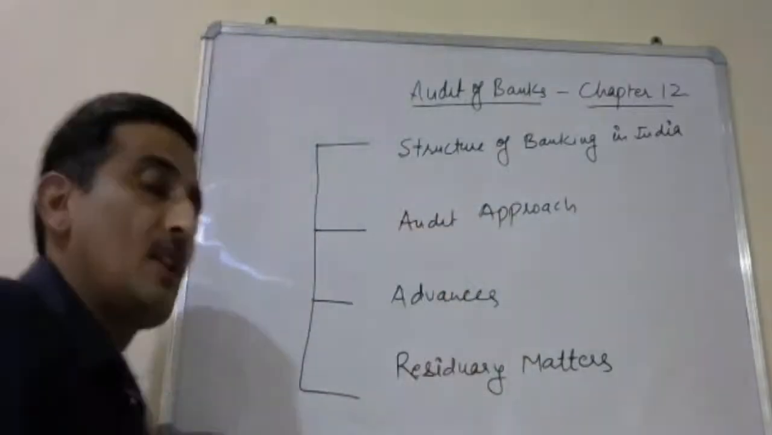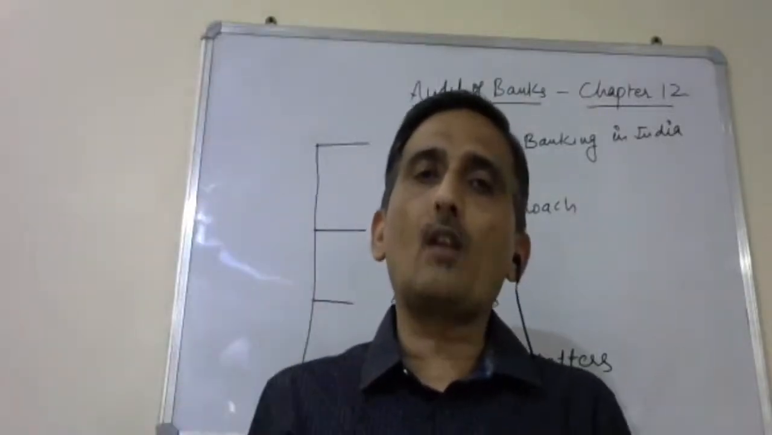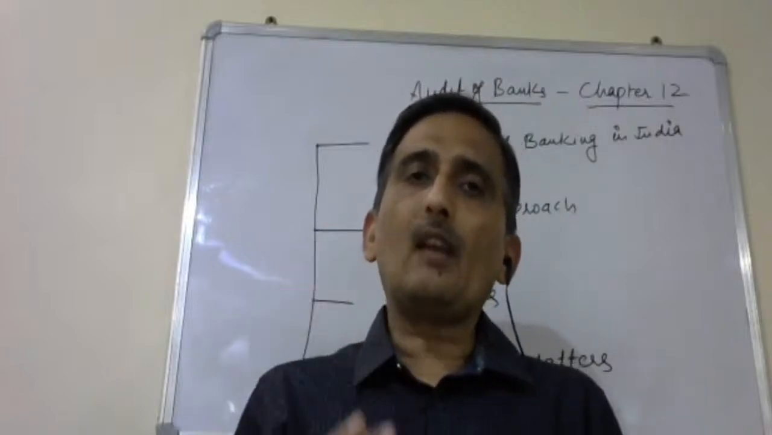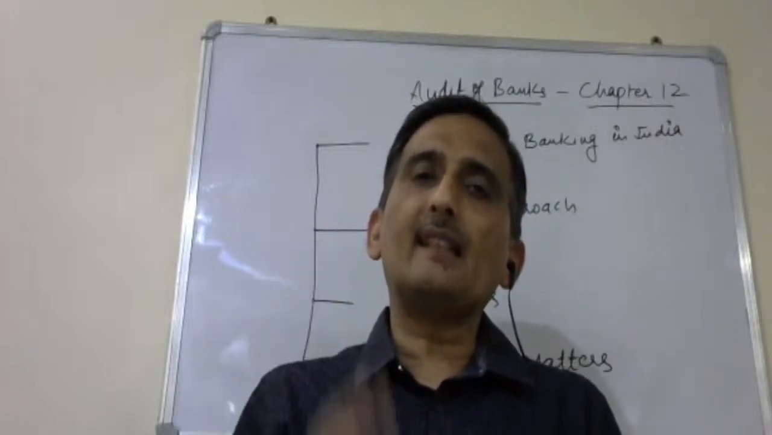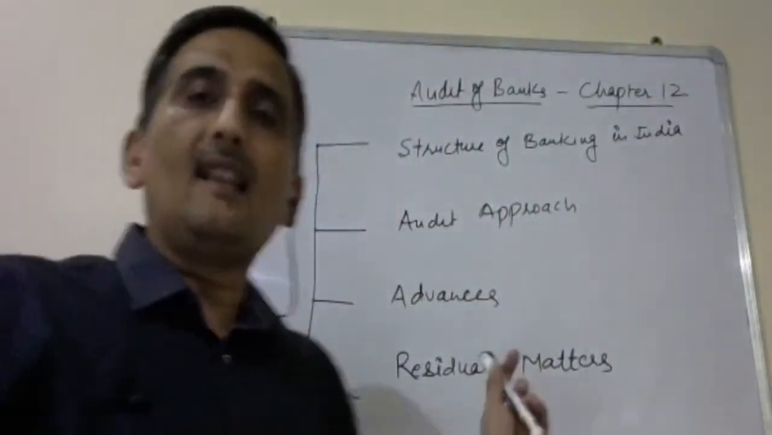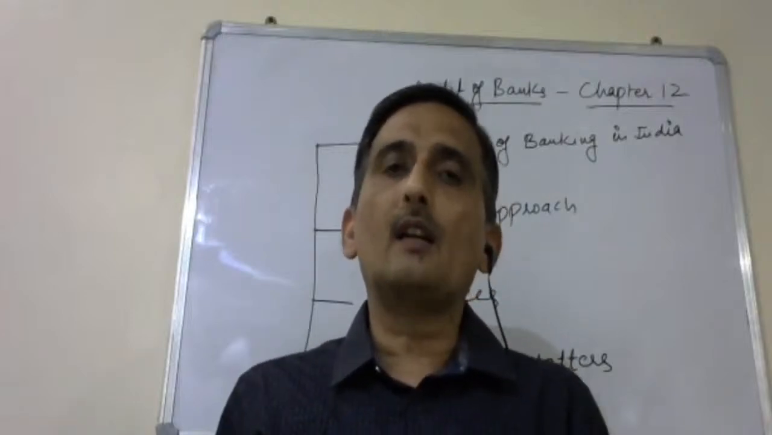Third portion is advances, which is the main core area of the balance sheet of a bank. So it requires greater emphasis, greater strength. And there are certain residuary matters in the chapter like appointment of auditor relating to audit report.